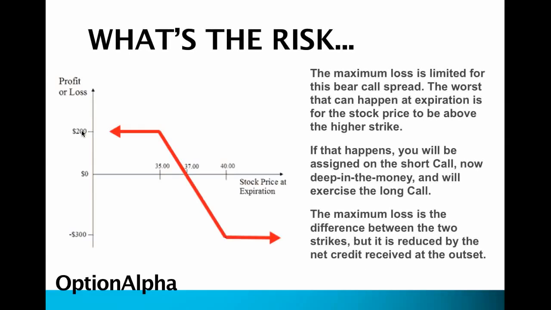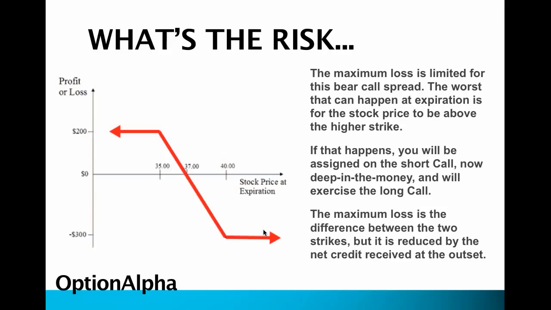So what's the risk of the strategy? Well, the maximum loss is limited with the bear call spread. The worst that can happen is at expiration for the stock to close above the higher strike. So in our case, that's going to be the 40 strike here. So anywhere above 40, our losses are limited to just $300 on this particular strategy. And again, we'll go over how I calculated that later on. But again, the loss is limited as long as the stock closes anywhere above the higher strike.